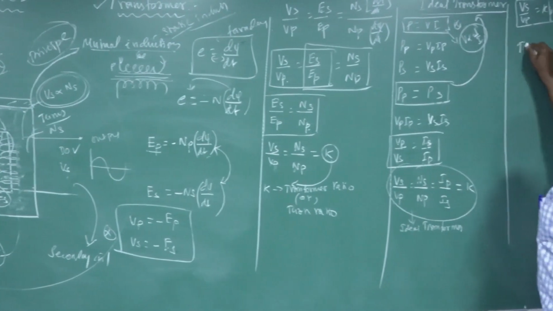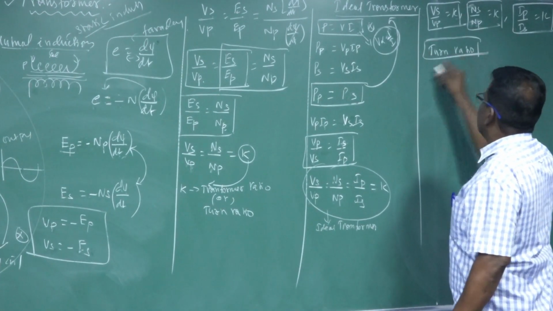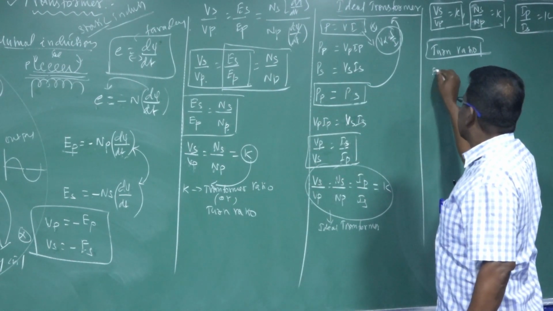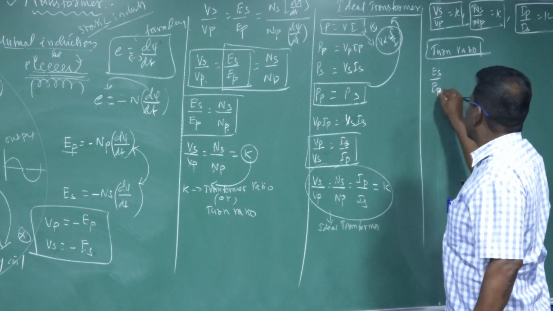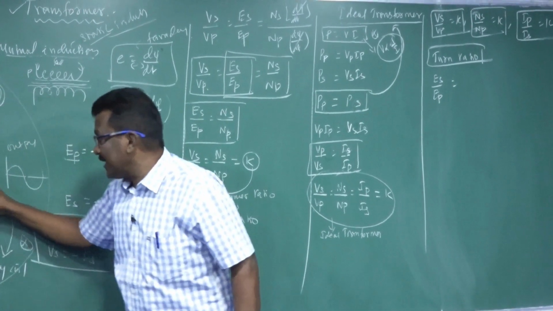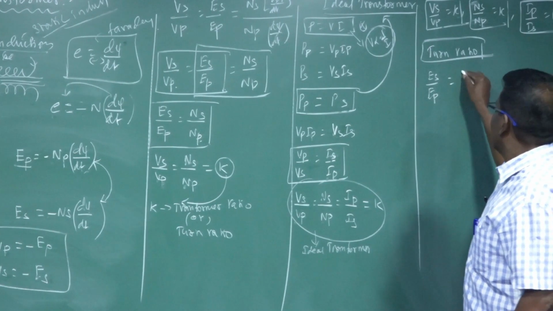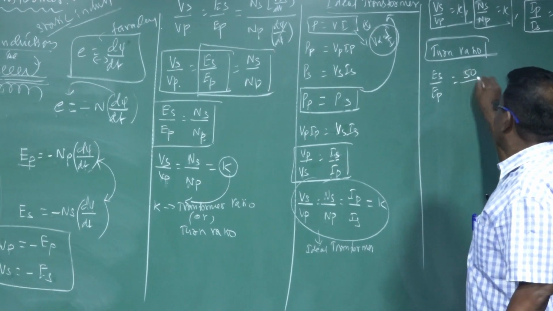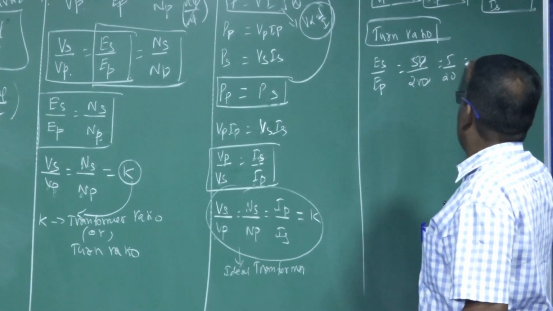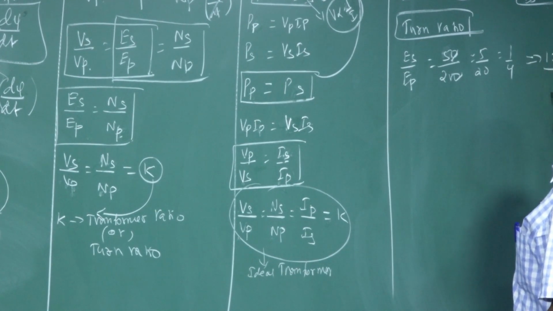Turn ratio, that is, voltage given. Es by Ep is equal to the turn ratio. Applied voltage 200 volt, obtained voltage 50 volt. So obtained voltage Es or Vs is 50, and this is 200. 5 by 20, so 1 by 4. So the turn ratio is 1:4.